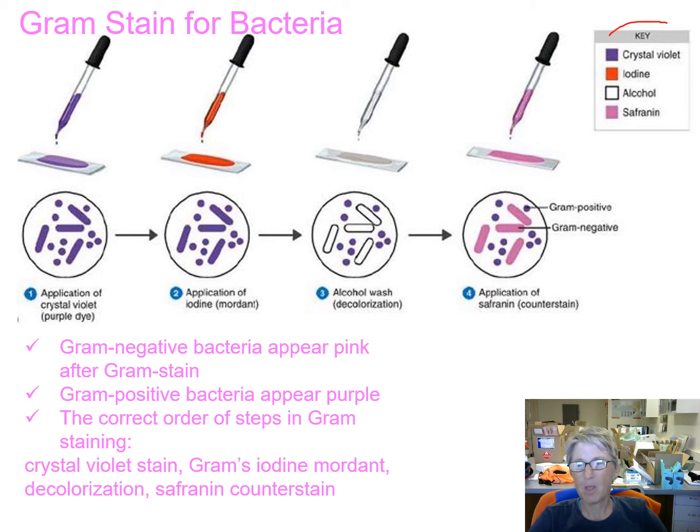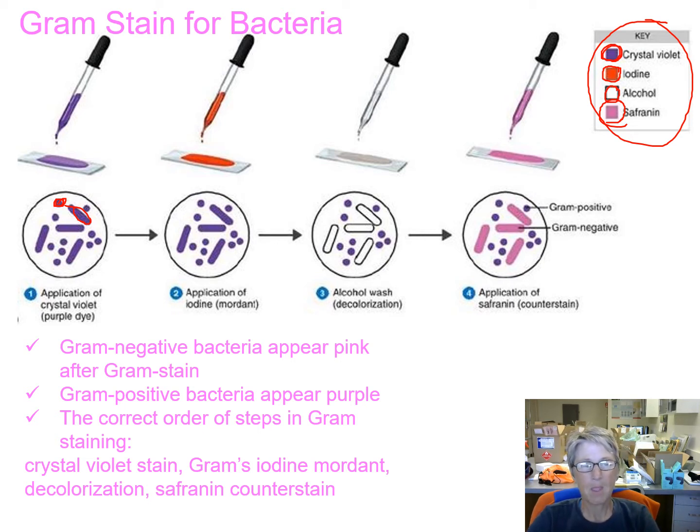So if we come over here with the key, this kind of bluish purple stuff, or violet, is crystal violet. The red in the key is iodine. No color is alcohol. And this pink color is safranin. So in a gram stain, here's your bacteria. Look, check it out. You have some rods, you have some cocci in there, or rods is the same thing as a bacillus or bacilli.